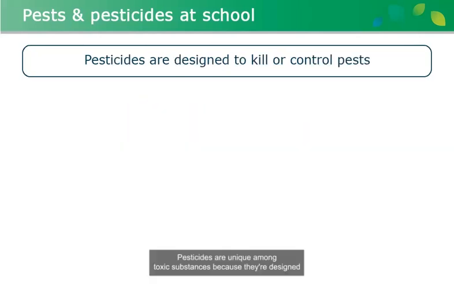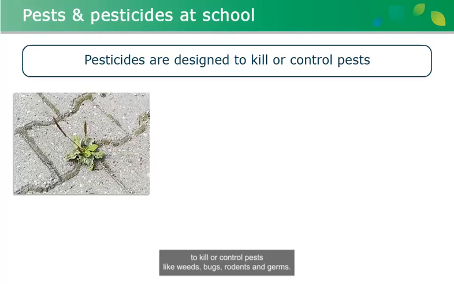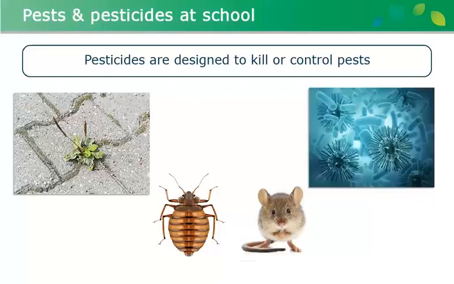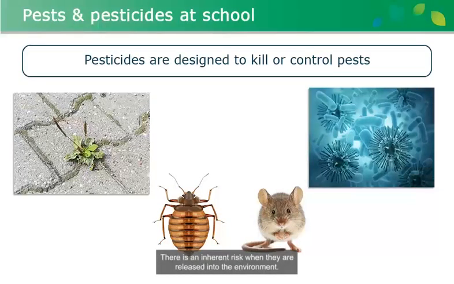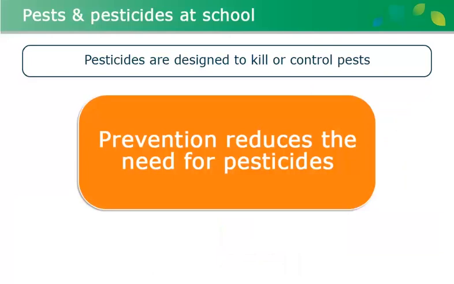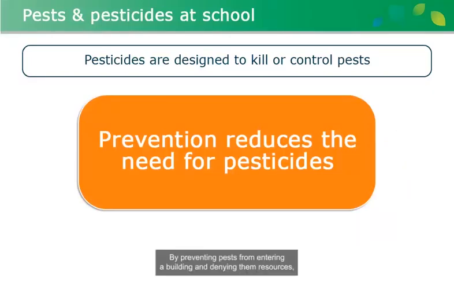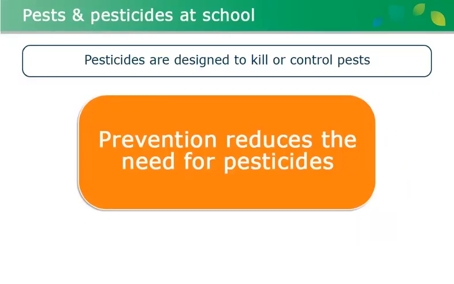Pesticides are unique among toxic substances because they're designed to kill or control pests like weeds, bugs, rodents, and germs. There is an inherent risk when they are released into the environment. By preventing pests from entering a building and denying them resources, you can reduce the likelihood of an infestation taking hold, which means less indoor pesticide use.